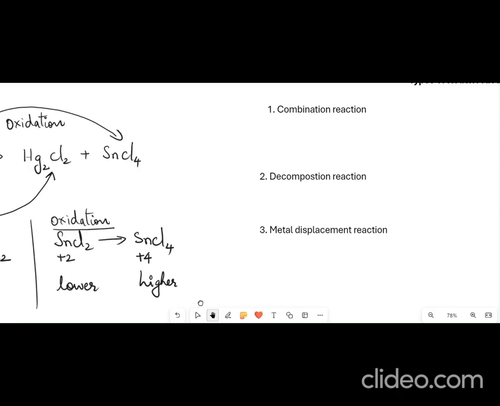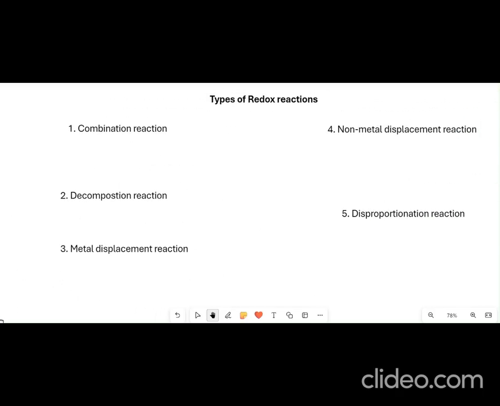Now let's understand different types of redox reactions. Okay? And also we will see which is reduced and which is oxidized in this case. So let's take the combination reaction. I think you are all familiar with the combination reaction, wherein two elements or compounds combine to form one.